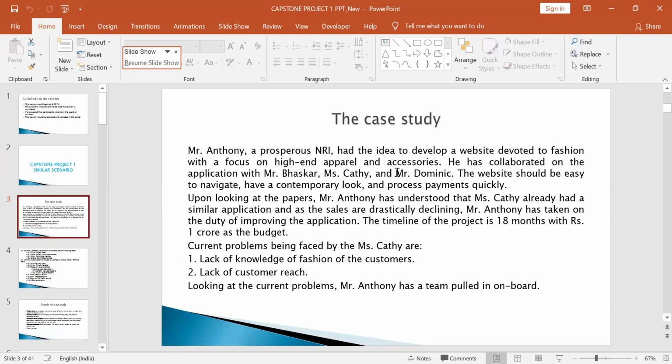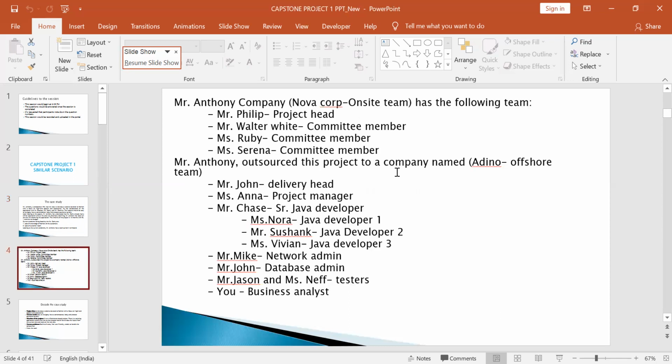So he pulled the team members into the application. See, we have team members, like Mr. Anthony's company, which has a Nova corporate on-site team. He has team members in this corporation in technology: Mr. Philip, project head, Mr. Wallet White, committee member, Miss Ruby, committee member, and Miss Srena, committee member. So he has a small team.